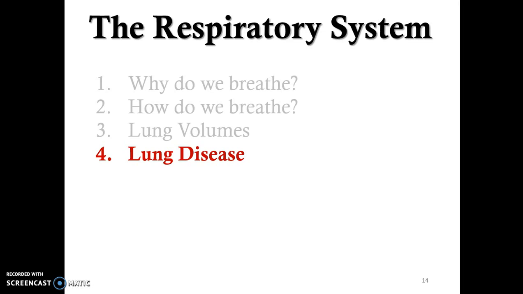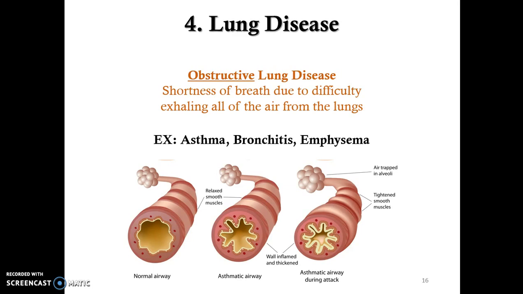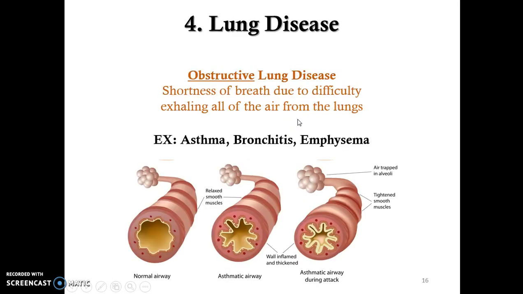And finally, we're going to talk about two types of lung disease. We've got obstructive lung disease and restrictive lung disease. So the difference is, obstructive lung disease, you have shortness of breath due to difficulty exhaling all the air from your lungs. So obstructive, difficulty exhaling. Restrictive lung disease, lung expansion is restricted, so it's harder to fill the lungs with air. Restrictive, it's hard to inhale.